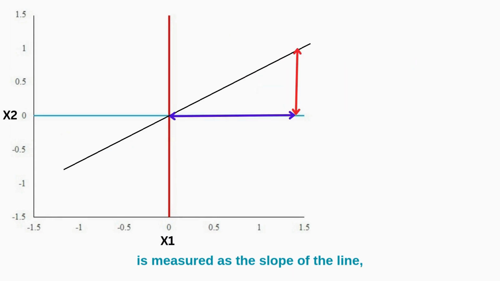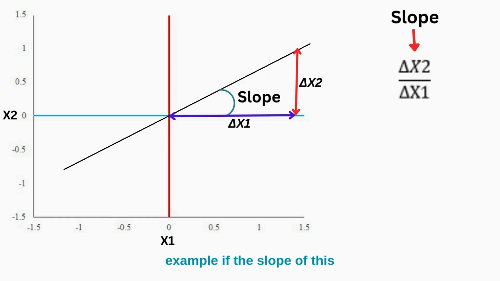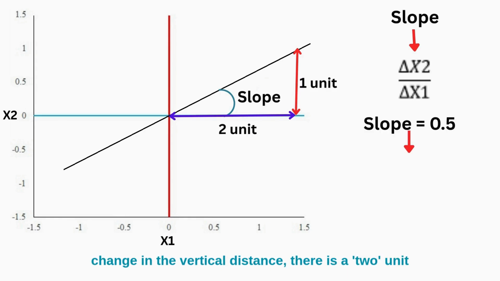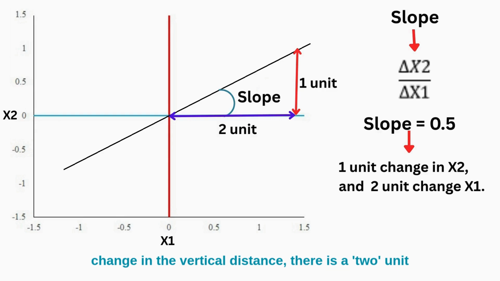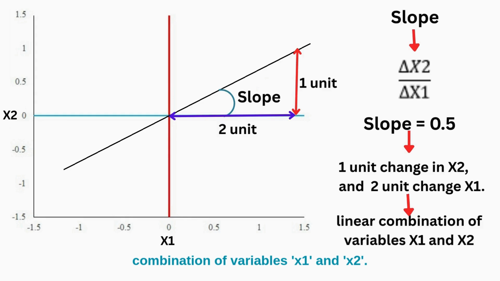Here the direction is measured as the slope of the line, which is measured as a change of vertical distance divided by change of horizontal distance. For example, if the slope of this principal component or best fit line is 0.5, it means that for 1 unit change in the vertical distance, there is a 2 unit change in the horizontal distance. Also, we can say to make this principal component, we need 2 units of variable x1 and 1 unit of variable x2. This is called a linear combination of variables x1 and x2.